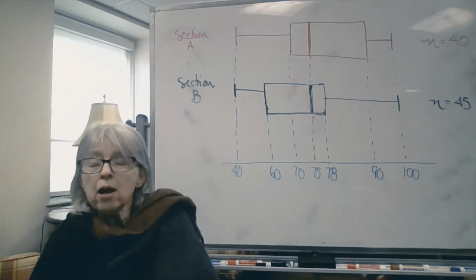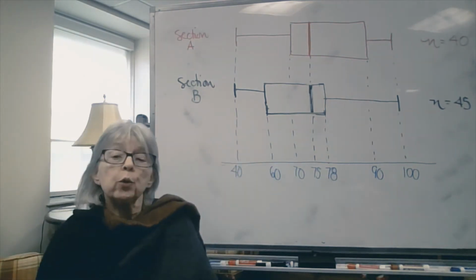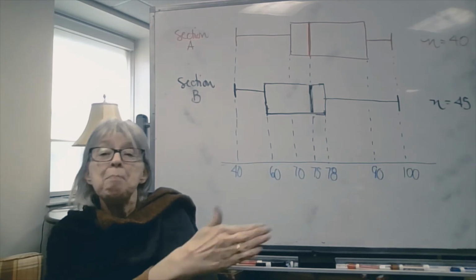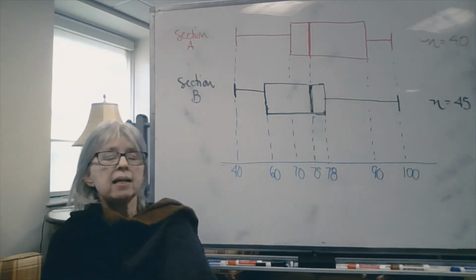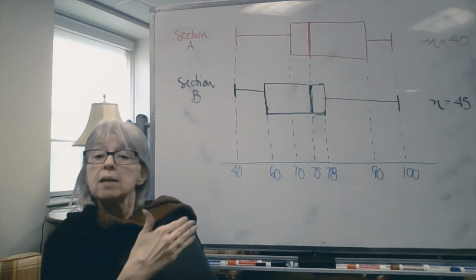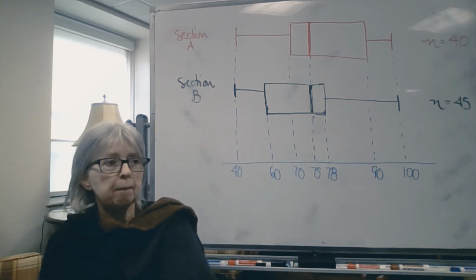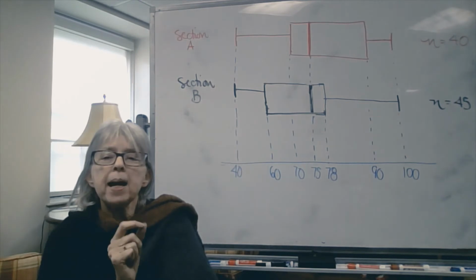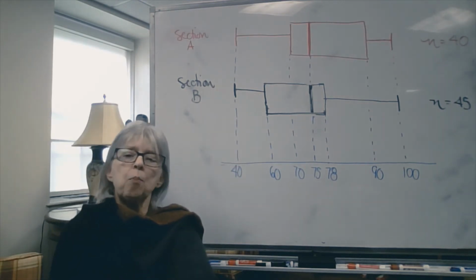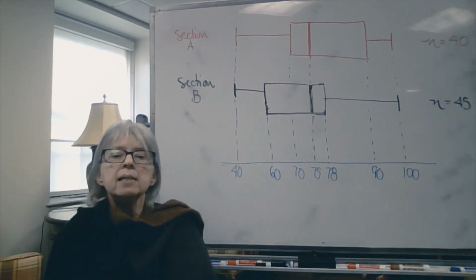But I can compare two distinct groups on the same measurement, which in this case was a test score. Same test for both classes. I can compare those two classes by looking at their basic box plots and seeing if they're dramatically different.